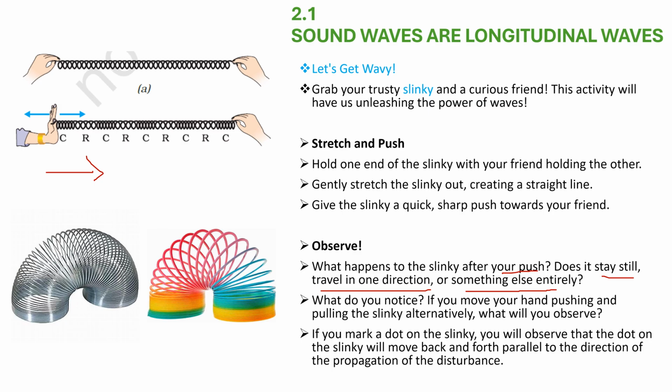If you mark a dot on the slinky, you will observe that the dot will move back and forth parallel to the direction of propagation of disturbance. What is the direction of propagation of disturbance? This is the direction when you are pushing it, right? So this dot moves left and right, left and right, left and right. It is parallel to the direction of propagation of disturbance. Clear?